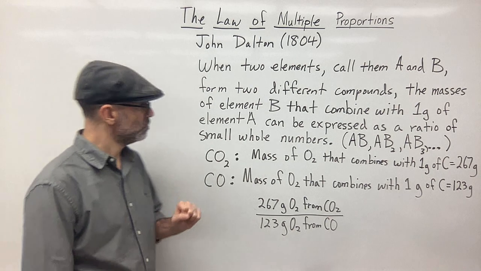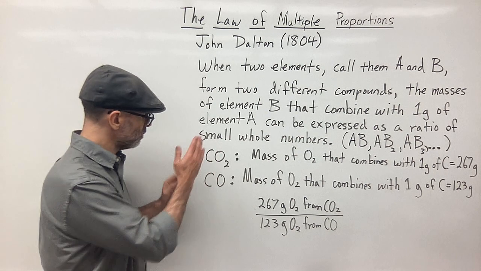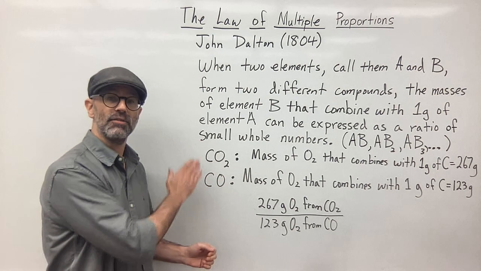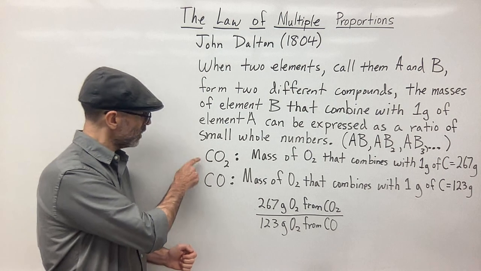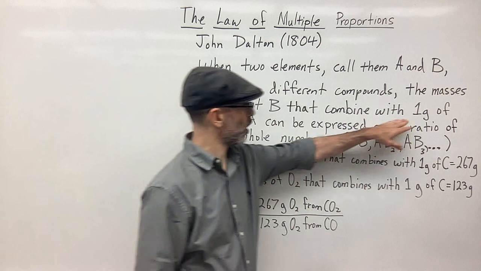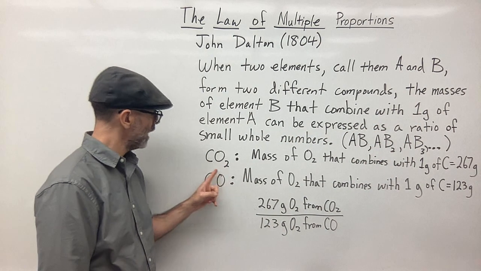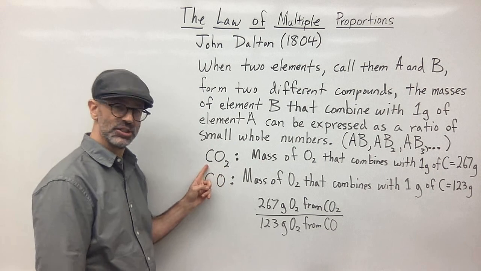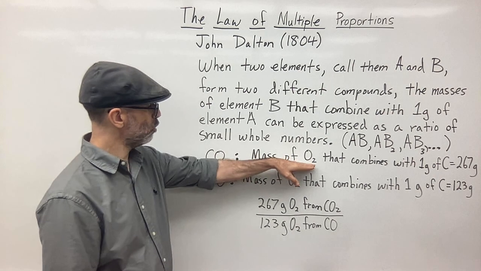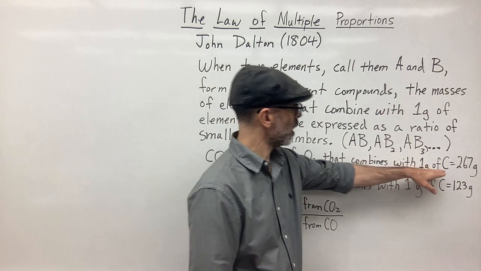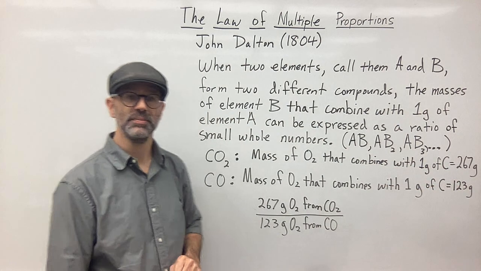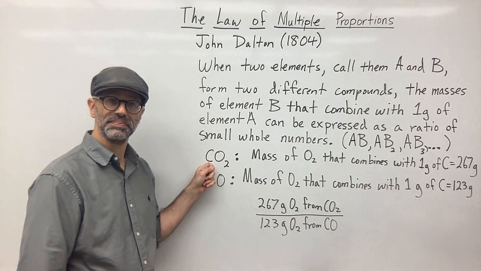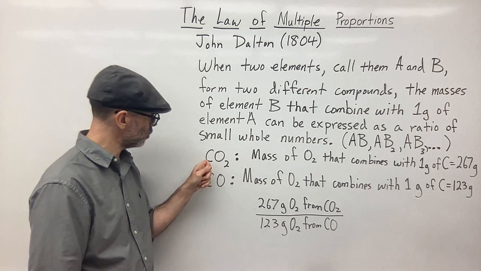So we want to look at the amount of one element with respect to a certain amount of the other element. So we want to keep the first element the same, right? So that's why we're saying 1 gram. So we want to look at how much oxygen combines with 1 gram of carbon to make carbon dioxide, CO2. So here, the mass of O2 that combines with 1 gram of carbon is 267 grams. So that's the mass of oxygen that is bonded to 1 gram of carbon.